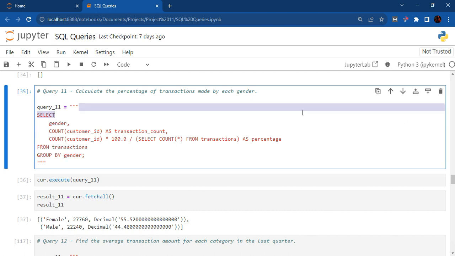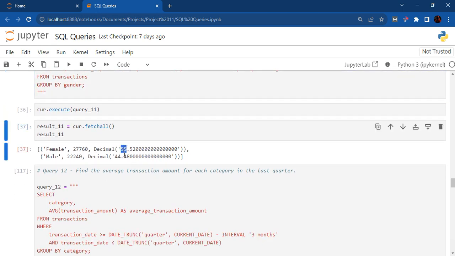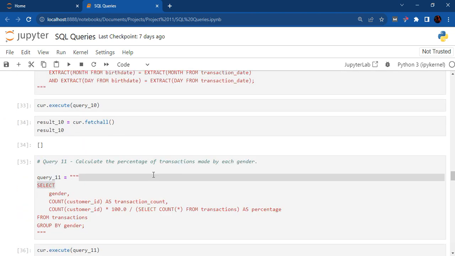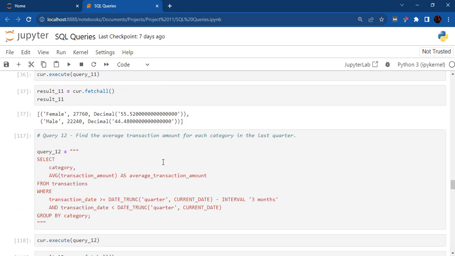They will now have to group it by the gender. Now we have to do it for the female and also the male. That's why we now get the percentage. We have 55%, let me say 56% approximately, for female, then 44% for what? Males. So I think more females made more transactions than males. I think that makes sense.